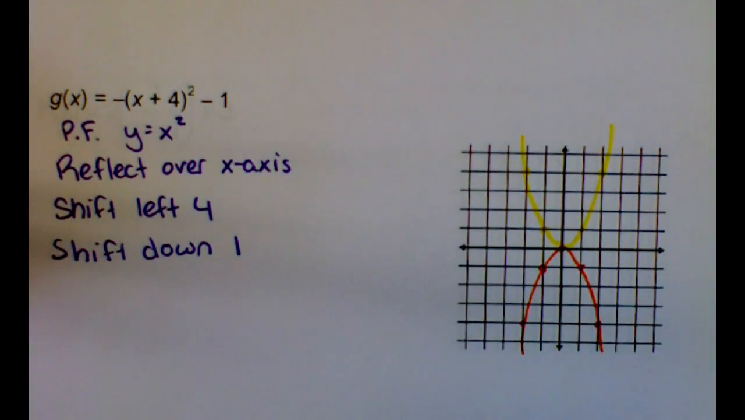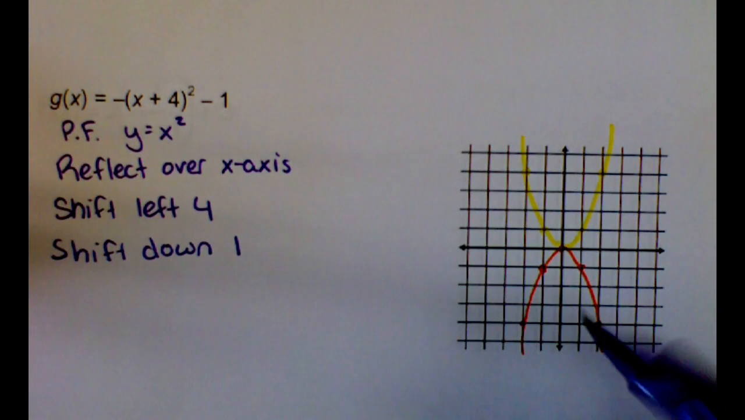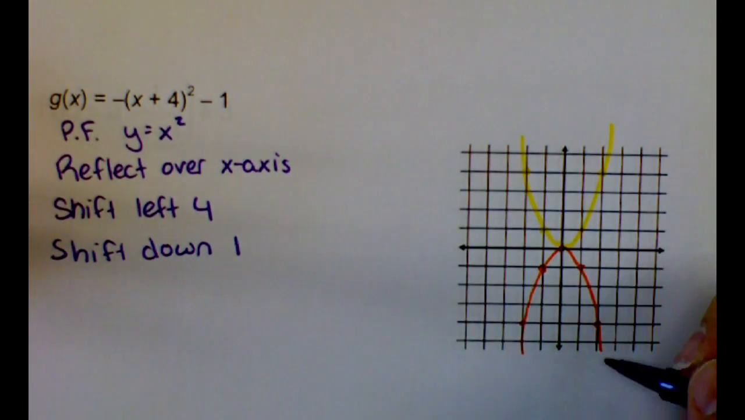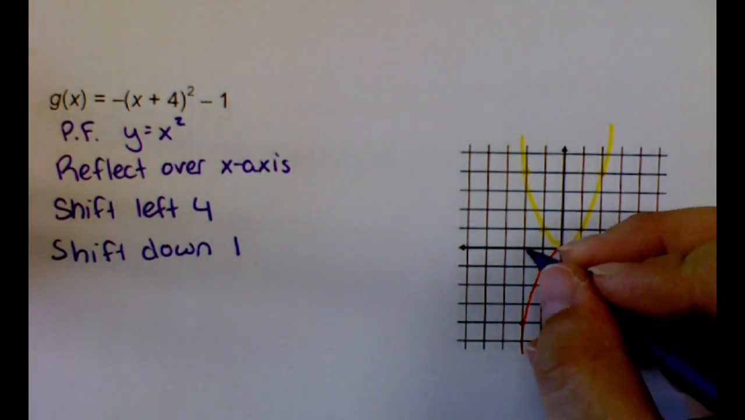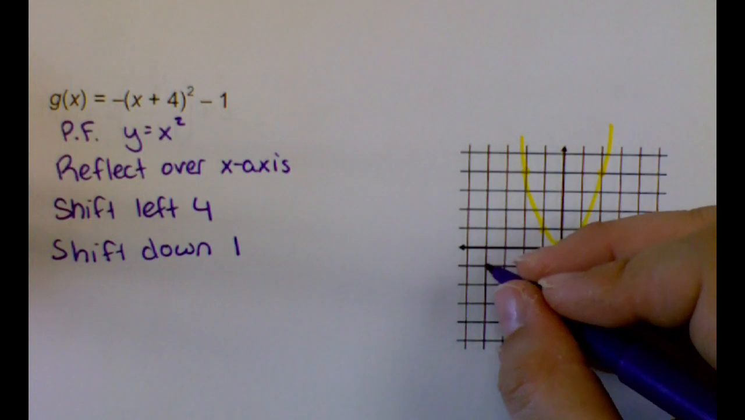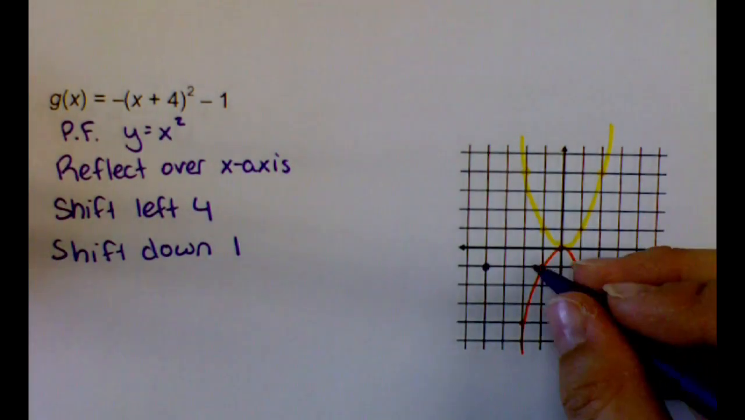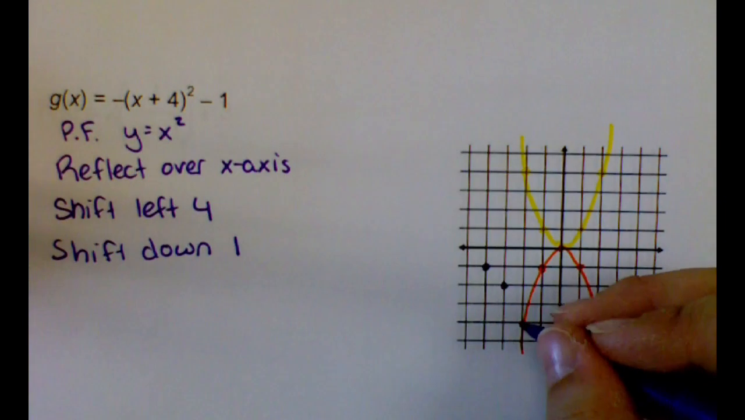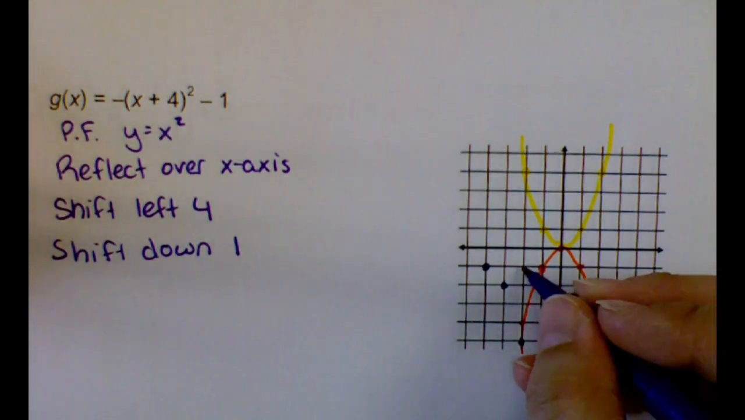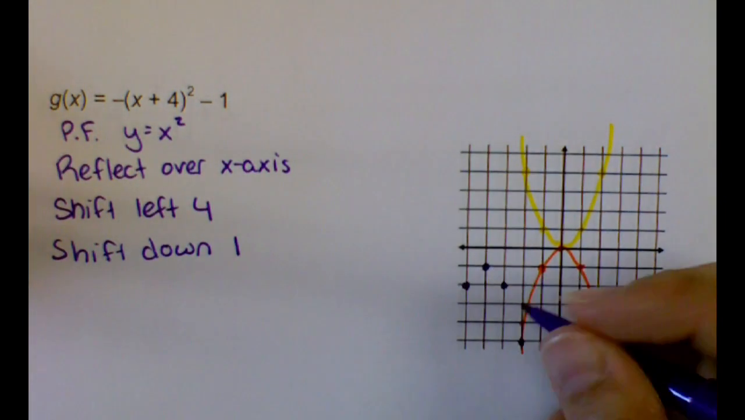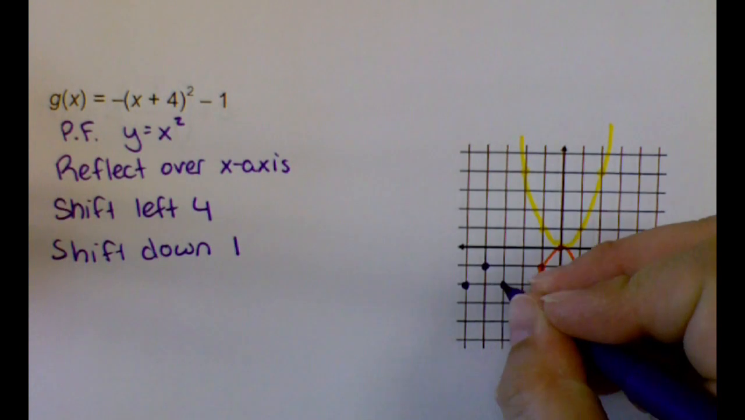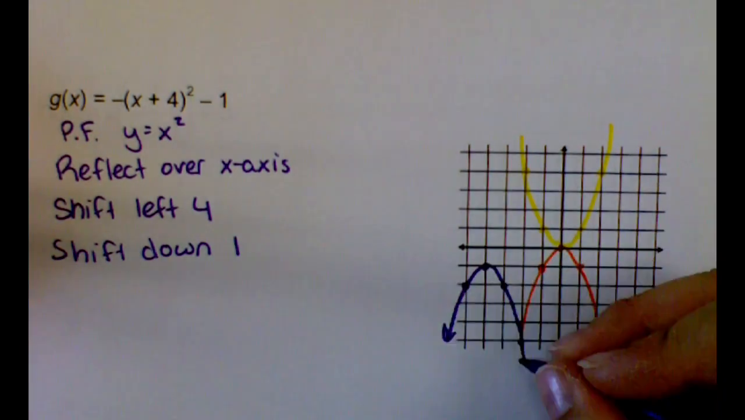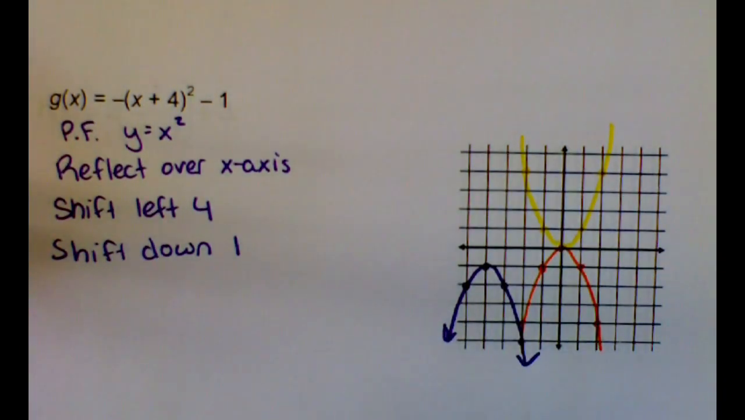Then I shift left 4 and down 1. I'm just going to take these couple points I made and shift each one left 4 and down 1. And there's my graph.